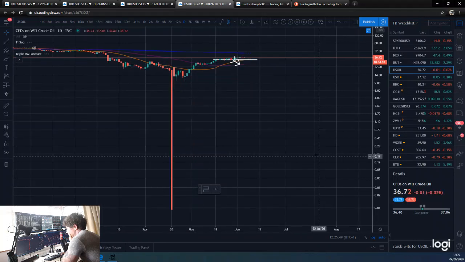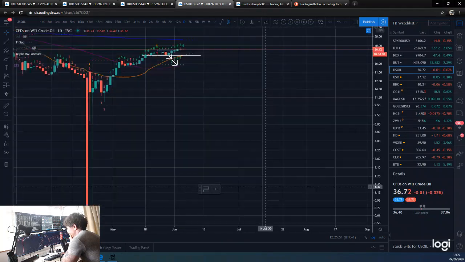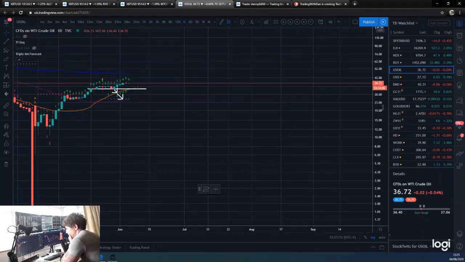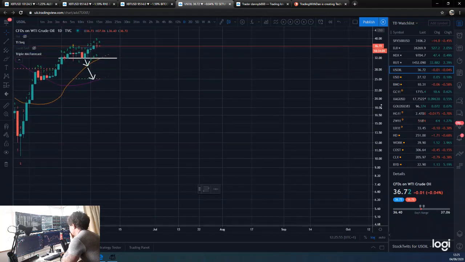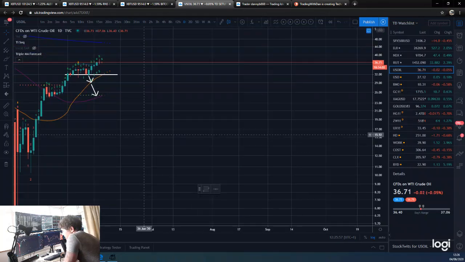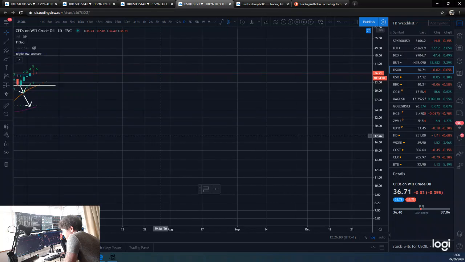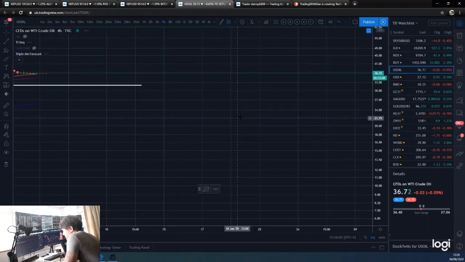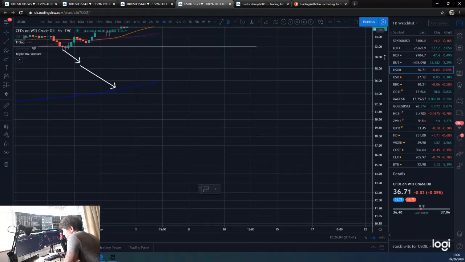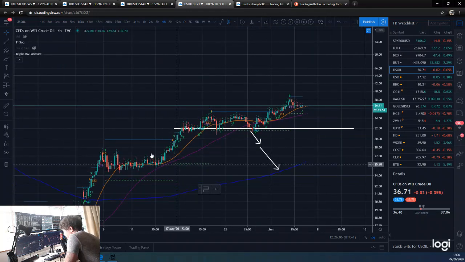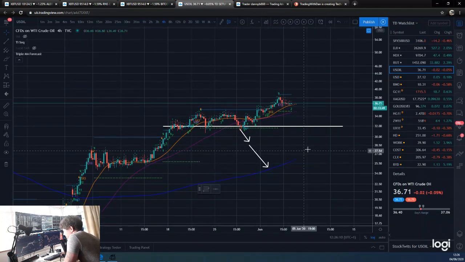Right, so oil's obviously having had a bit of a move up, but then it's sort of consolidating that move, as we can see here on the daily, probably more clearly seen on the 4-hour. Let's have a look at this on the 4-hour. So yeah, look, we had this move up here, and now we're sort of consolidating this move.